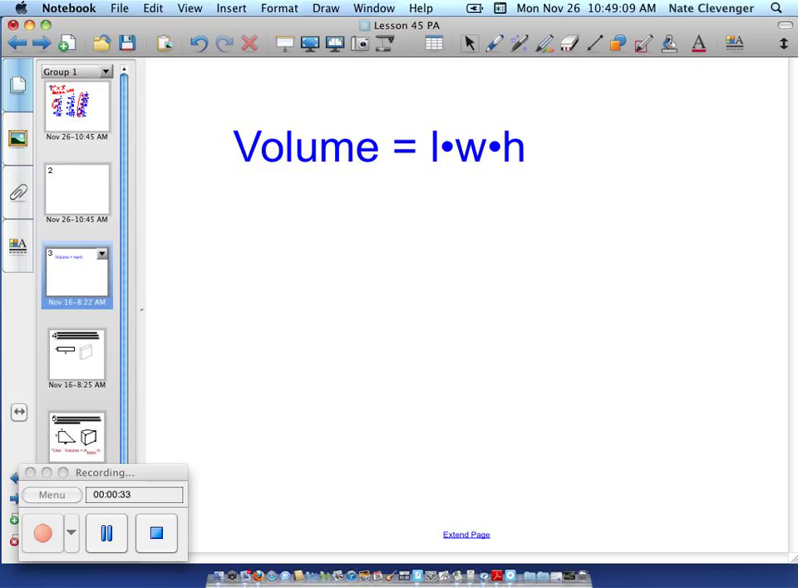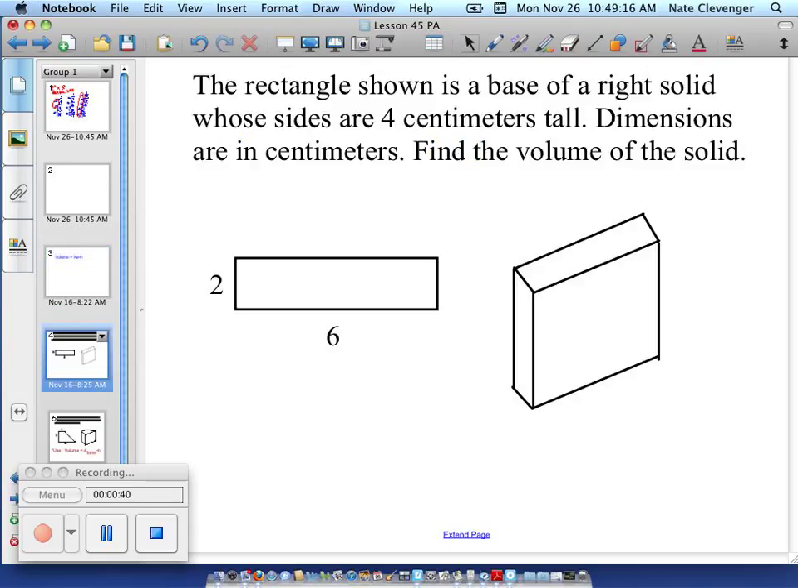This is what we have thought of as being volume. Length times width times height. And that works for our rectangular shaped figures. Like this. The rectangle shown is a base of a right solid whose sides are 4 centimeters tall. Dimensions are in centimeters. Find the volume.